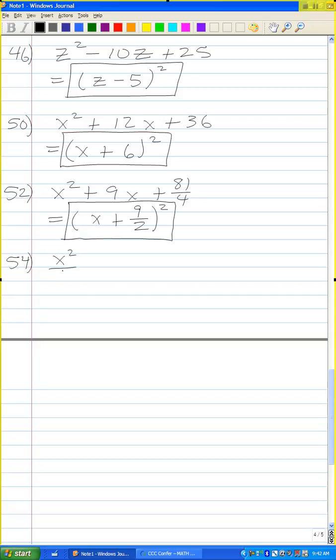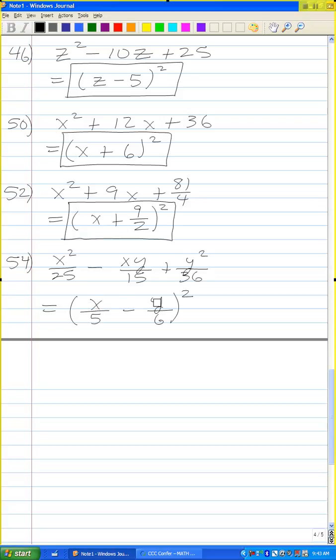x squared over 25 minus xy over 15 plus y squared over 36. So this is equal to, well, again, this is a perfect square trinomial. Square root of x squared, x. Square root of 25, 5. Drop down the minus sign. Square root of y squared, y. Square root of 36, 6. Squared.